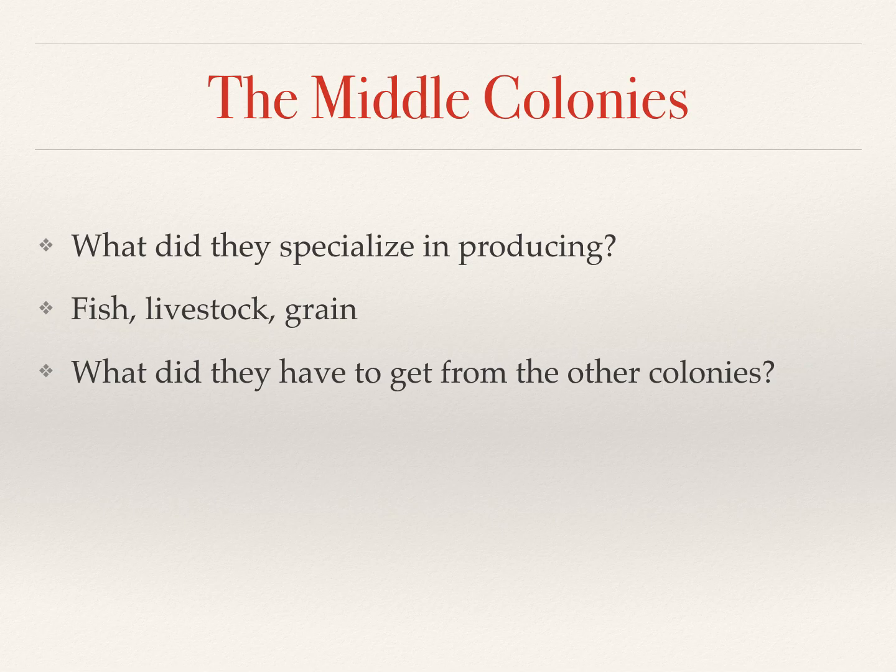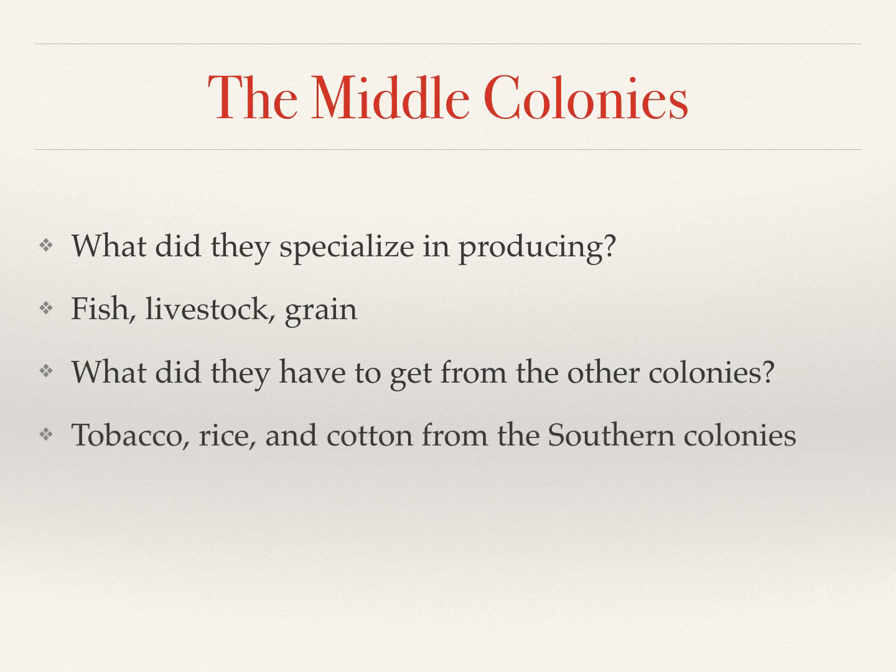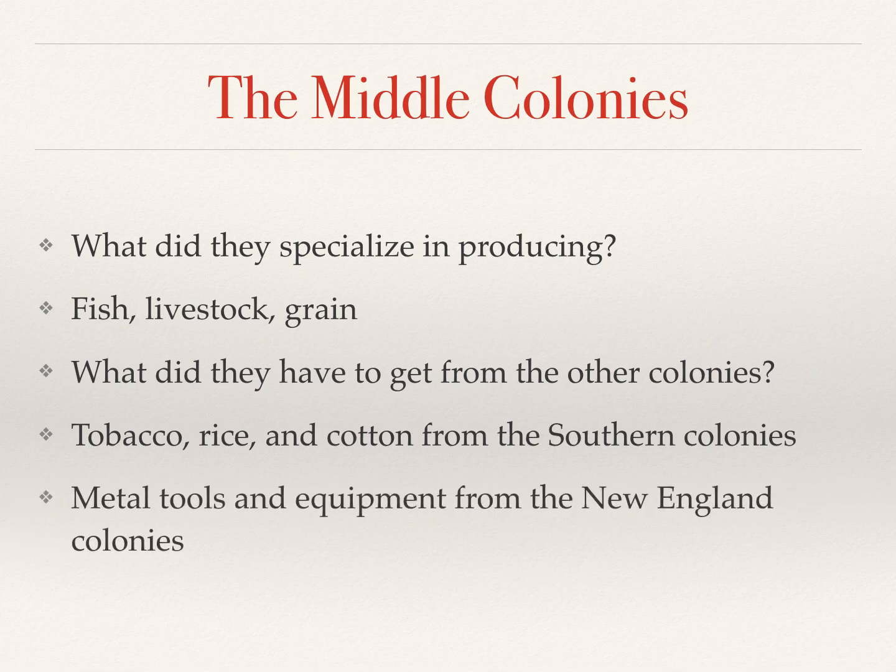So what are the middle colonies going to get from other colonies? They're going to get tobacco, rice, and cotton from the southern colonies, as well as metal tools and equipment from the New England colonies. So you can think, if you have a farm in the middle colonies that produces livestock, you're going to need to get some rice for feed for that livestock from the south, as well as metal tools like a plow from New England to work that farm. So you can see how their specialization requires some interdependence with the other colonies.